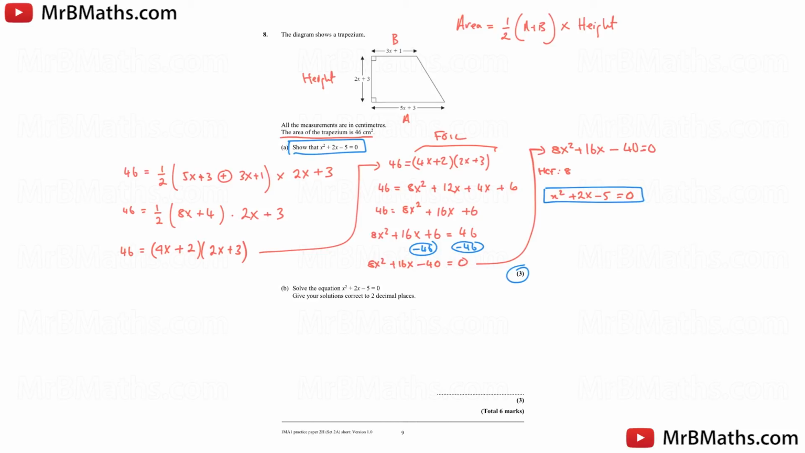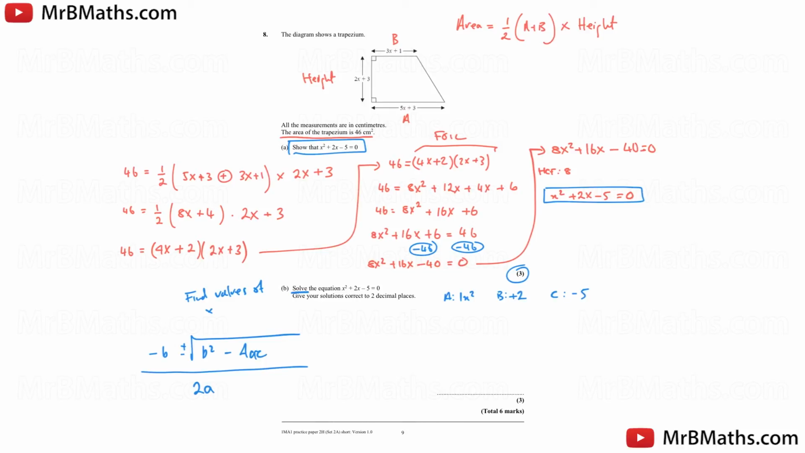Okay, for part B, it does say solve the equation x squared plus 2x minus 5 equals 0. Give your solutions correct to 2 decimal places. So to solve means find values of x. So we can use the formula here. So minus b plus or minus the root of b squared minus 4ac all over 2a. So if I look at this here, I've got a as 1x squared, b as plus 2, and c as minus 5.